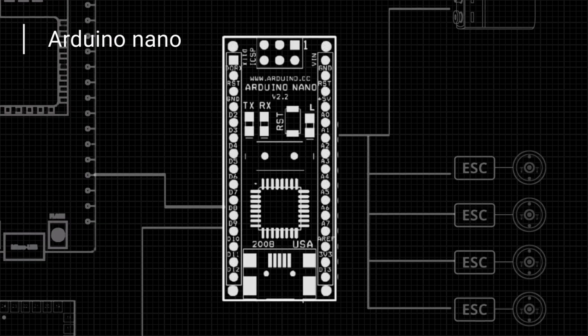The Arduino Nano microcontroller serves as the central processing unit for our drone. We will upload sketches to this microcontroller to program its behavior. The code will then execute to control the drone's functions.